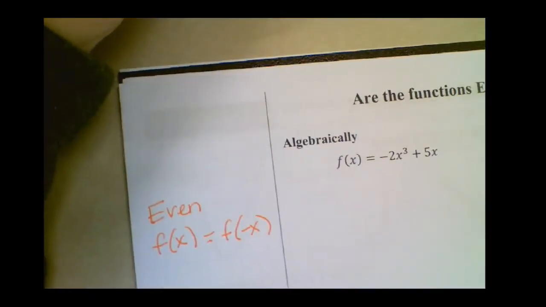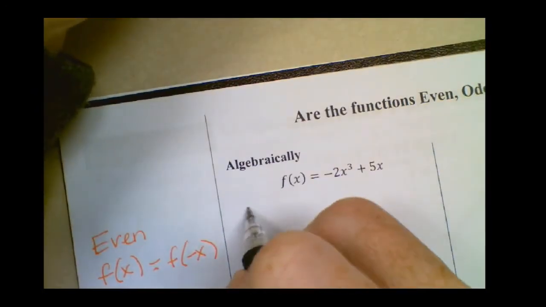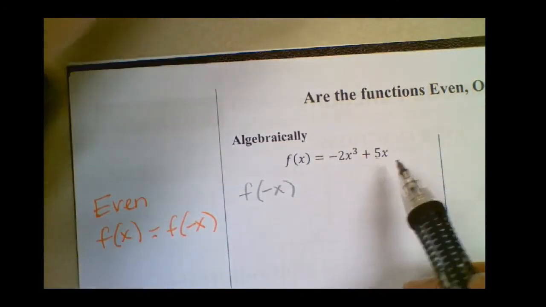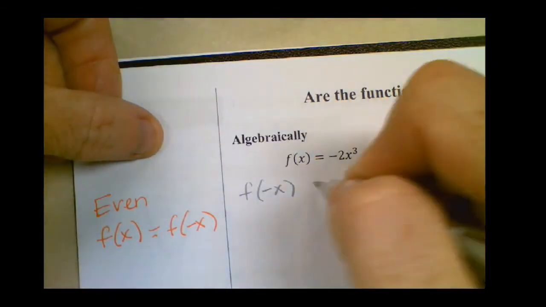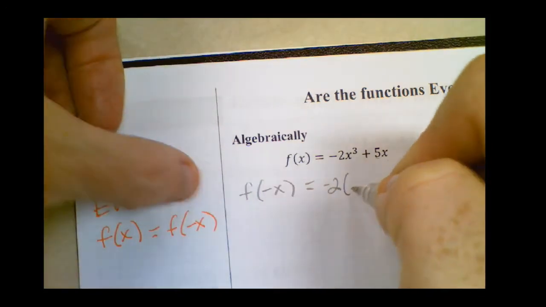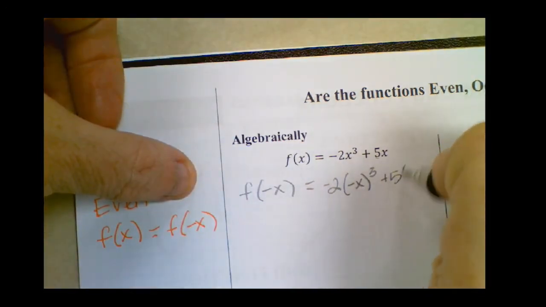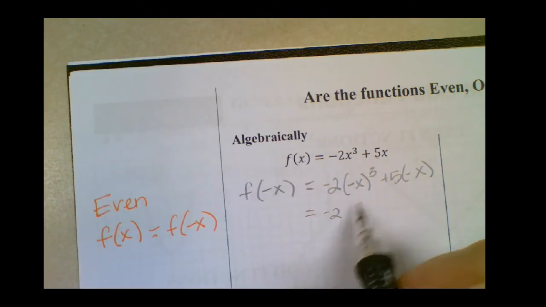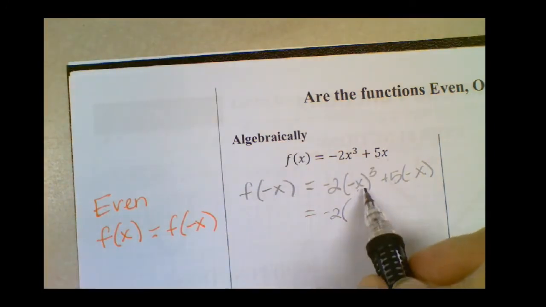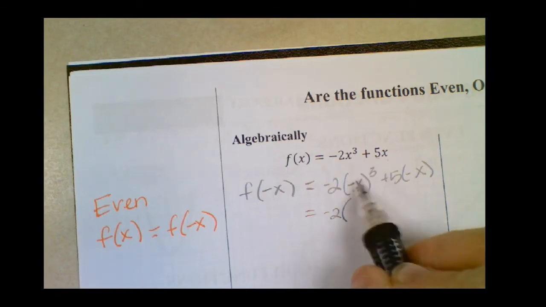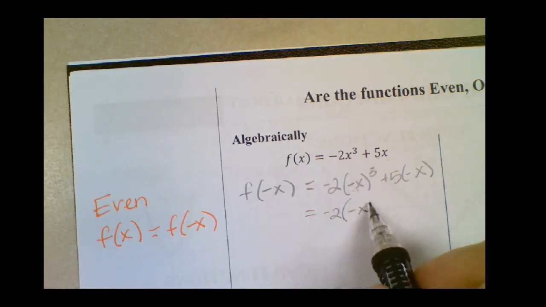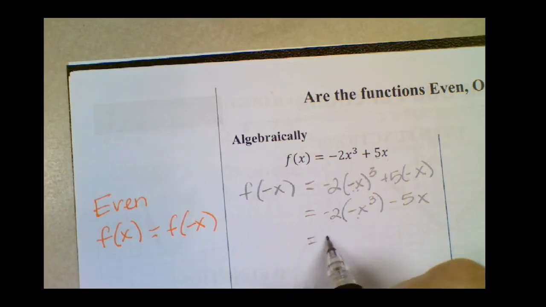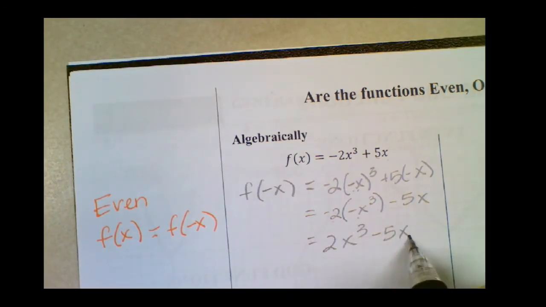Okay. So how are we going to check these to see if they're even, odd, or neither? What we're going to do is plug in negative x and see if we get the same output or the complete opposite output, meaning all of your signs are opposite. So instead of x, I'm going to plug in negative x cubed plus 5 times negative x. And then we just need to simplify and see what we end up with. So negative 2, and then we have negative x cubed. Whenever I have an odd numbered exponent and a negative base, that answer is going to be negative. So negative x cubed is negative x cubed and minus 5x. I have a negative times a negative, so I get 2x cubed minus 5x.